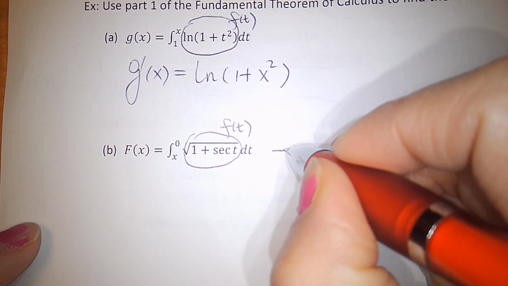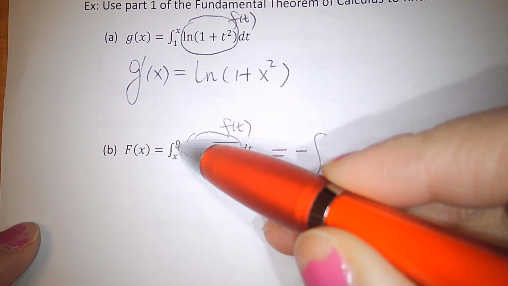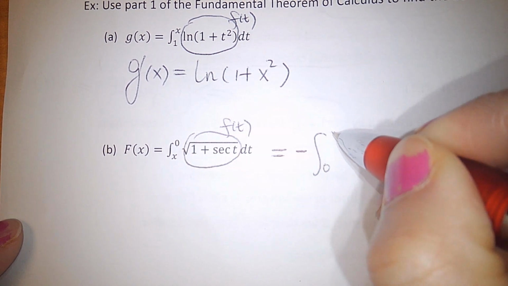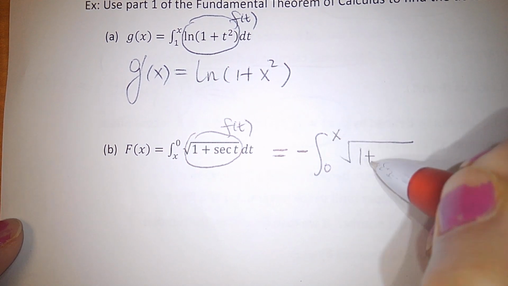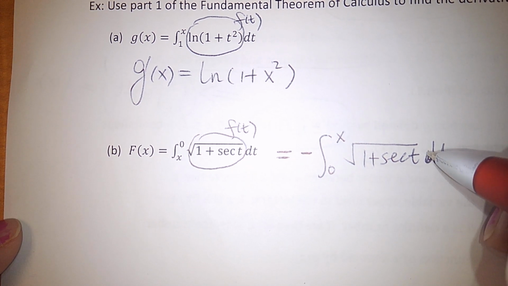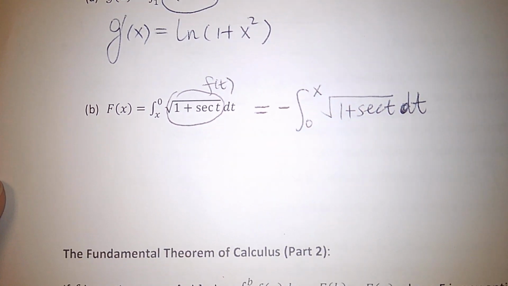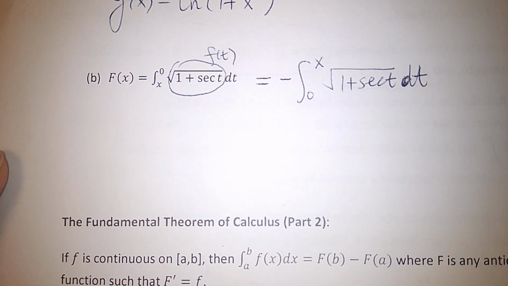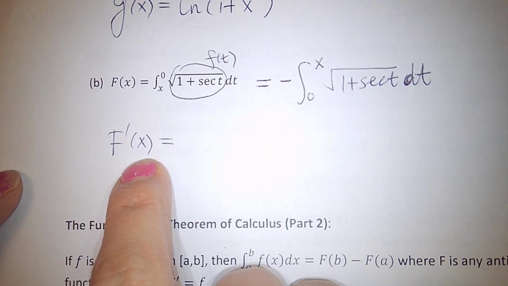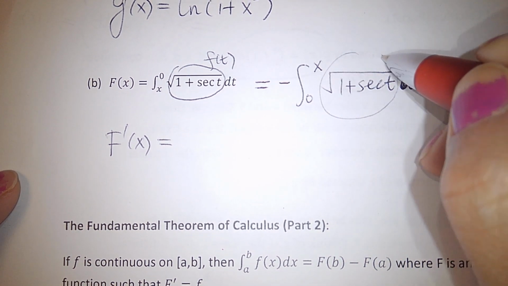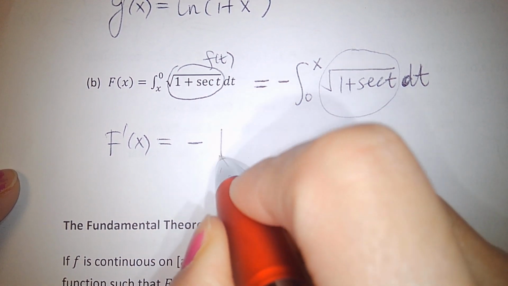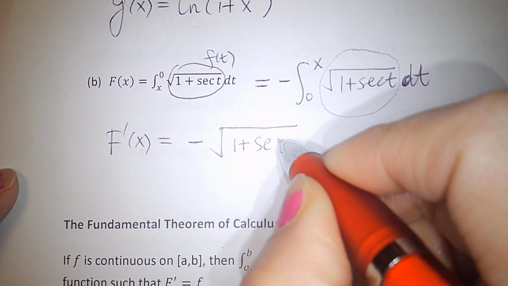So how? Remember, if we interchange the position of these two limits, we have to put a negative sign, right? So negative integral from 0 to x of the square root of 1 plus secant t dt. Now can we differentiate? Yes. The derivative of capital F of x will equal negative f of x, right? So negative square root of 1 plus secant of x.